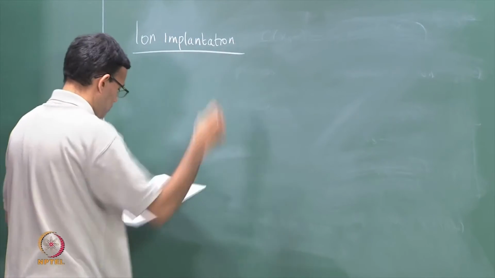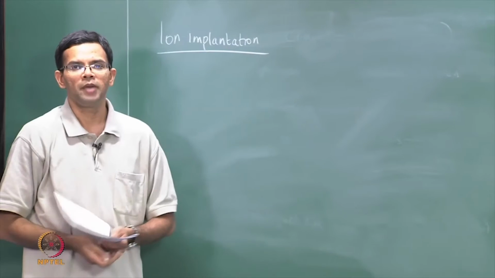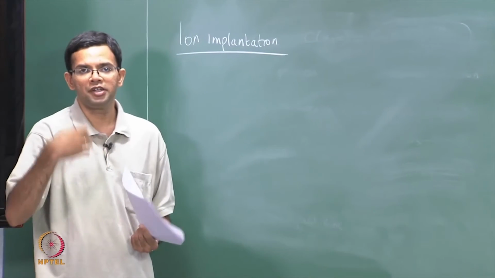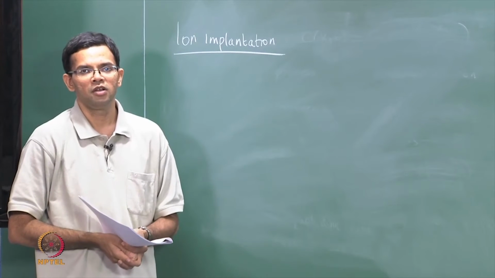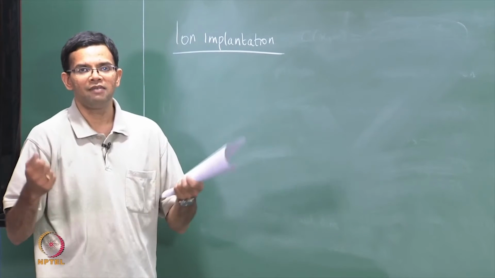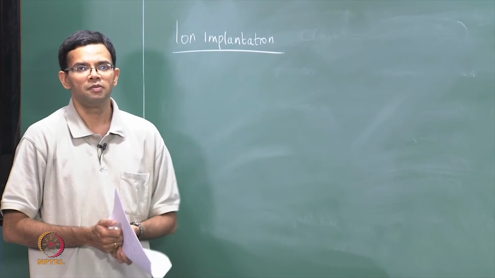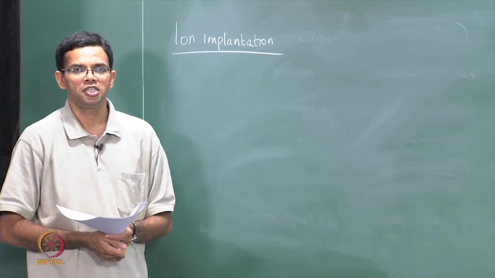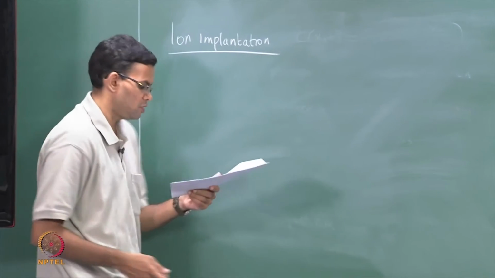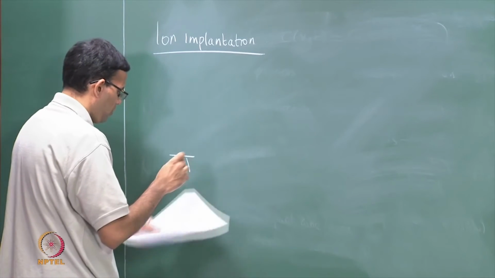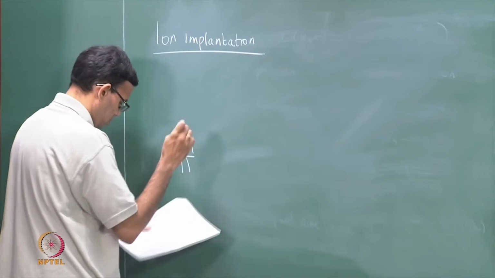So, one of the drawbacks of thermal diffusion is that you not only have diffusion vertically within the material, but you also have lateral diffusion, so that you always have a spread of the dopants within the material. So, this can be avoided by using ion implantation, which is a low temperature process. So, let me draw a schematic of the ion implantation process.